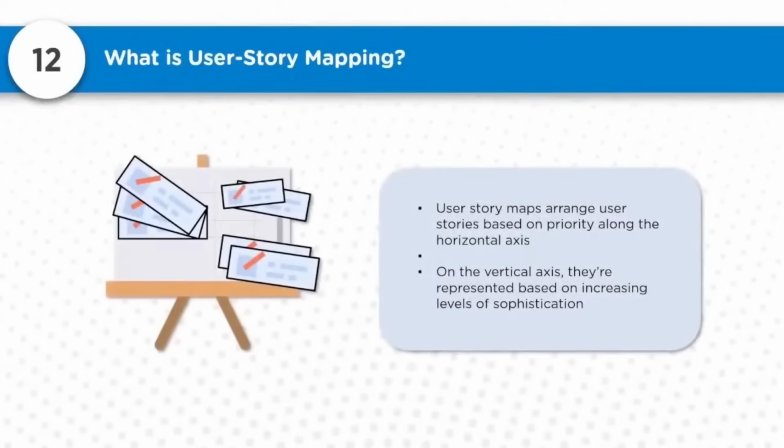Now user story maps arrange user stories based on priority along the horizontal axis. On the vertical axis, they are represented based on increasing levels of sophistication. This will help in handling things in a specific flow, so that things can be done in order with full clarity.